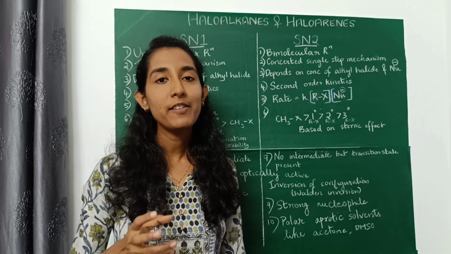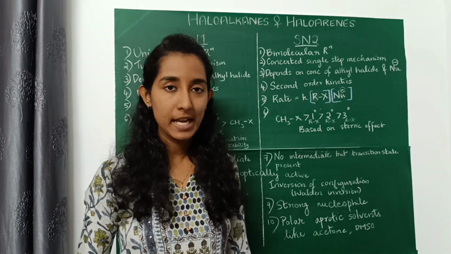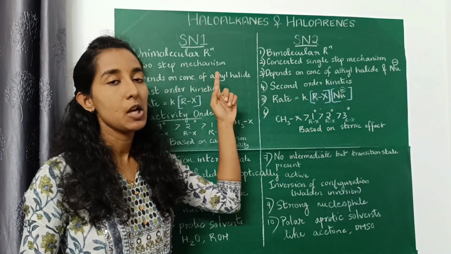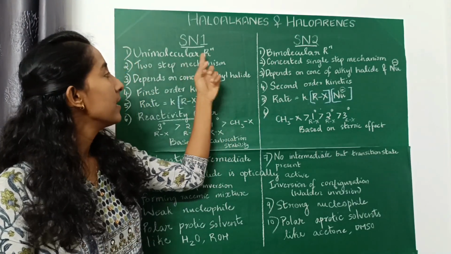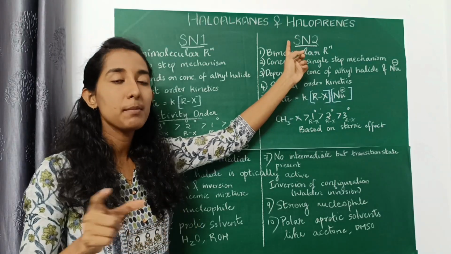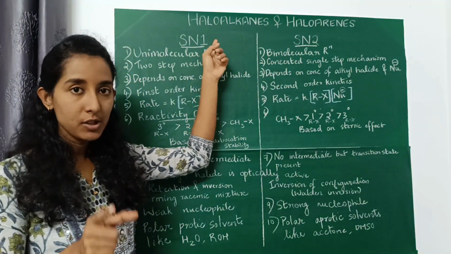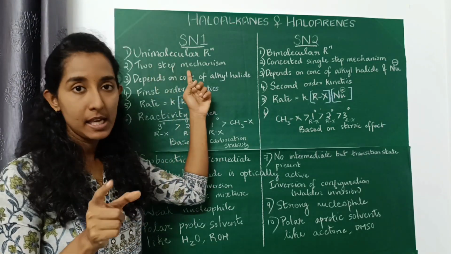Hello students, today we will have a comparison of SN1 and SN2 reactions. SN1 reaction, substitution nucleophilic unimolecular, is a unimolecular reaction, whereas SN2, which is substitution nucleophilic bimolecular, is a bimolecular reaction. And the SN1 reaction follows a two-step mechanism.